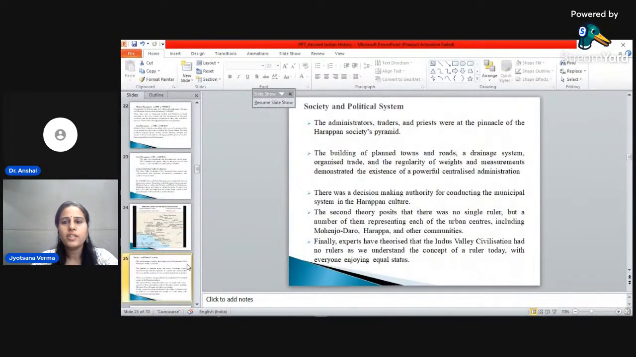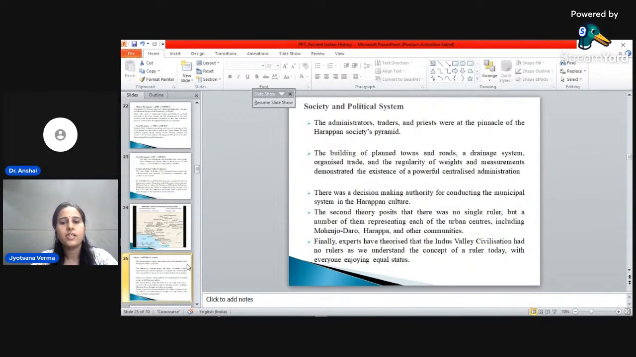Now the society and political system of the Indus Valley Civilization. Basically, the society was divided into three categories, that is administrator, trader, and priest, which formed the important pyramid of the Indus Valley Civilization. Important characteristics of the civilization, like planned towns, roads, drainage systems, organized trade and a powerful centralized administration, were among its defining features.